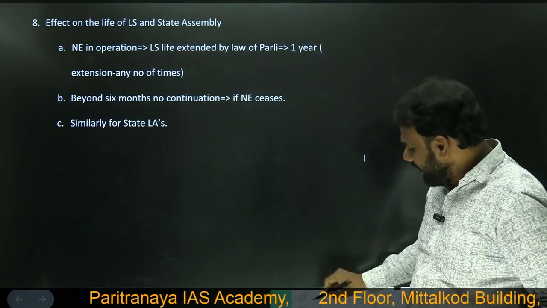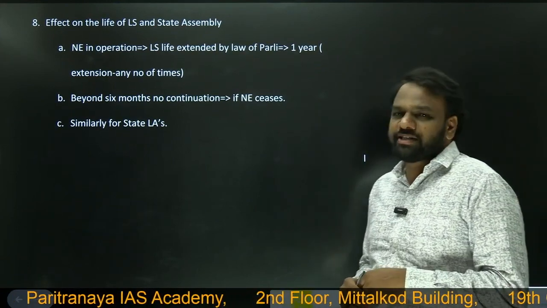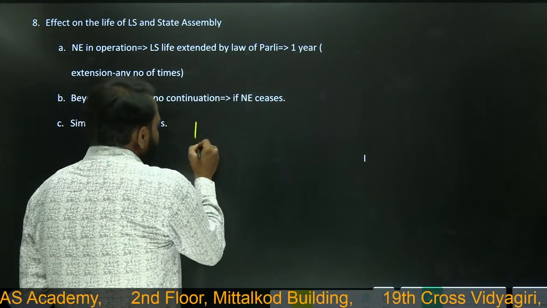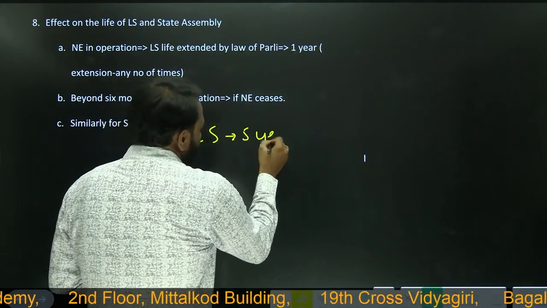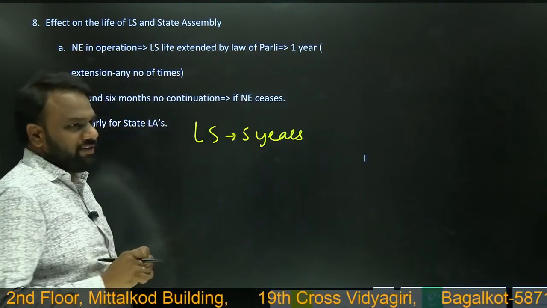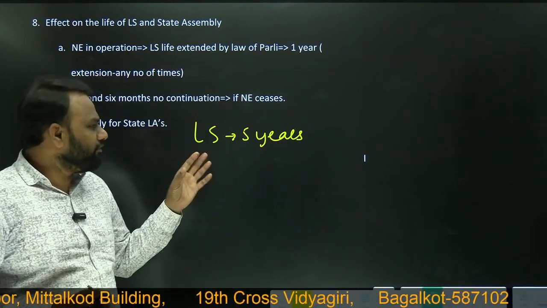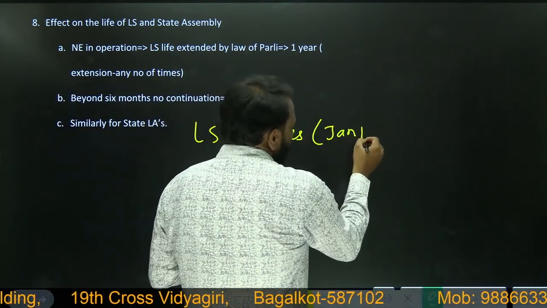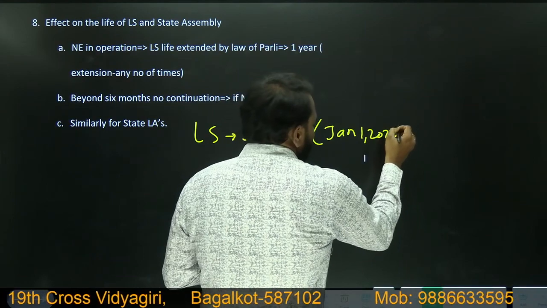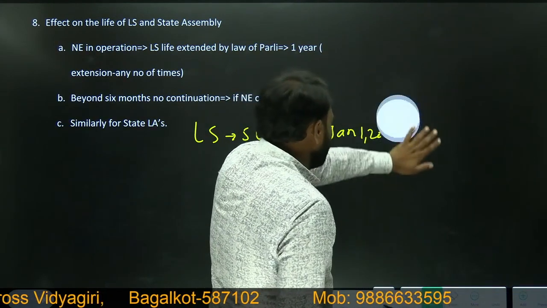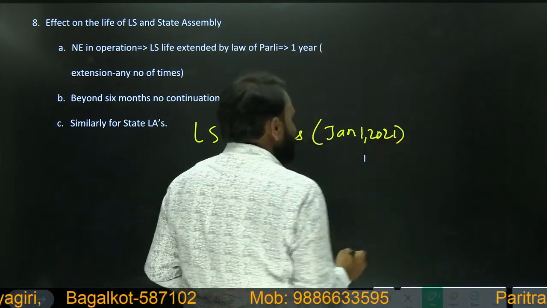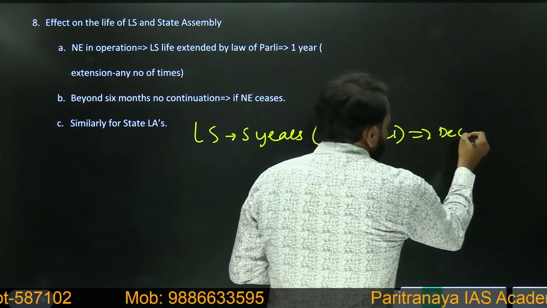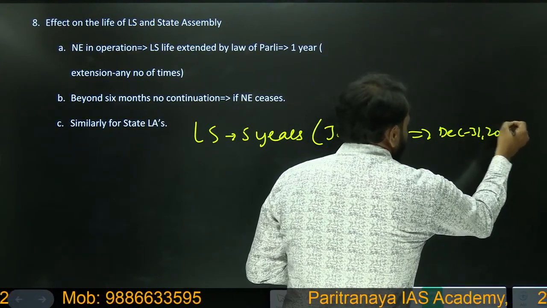Next, effect on the life of Lok Sabha and State Assembly. So we know what is the normal life of Lok Sabha. The life of Lok Sabha is 5 years, and the same extends to the Legislative Assembly as well. So if no problem happens, then the life of Lok Sabha is normally 5 years. So let us assume on January 1, 2021, a new Lok Sabha has been formed. All the elected members have come and the new Lok Sabha has been formed. Okay. So this new Lok Sabha will last till what time? 5 years means till December 31, 2025.